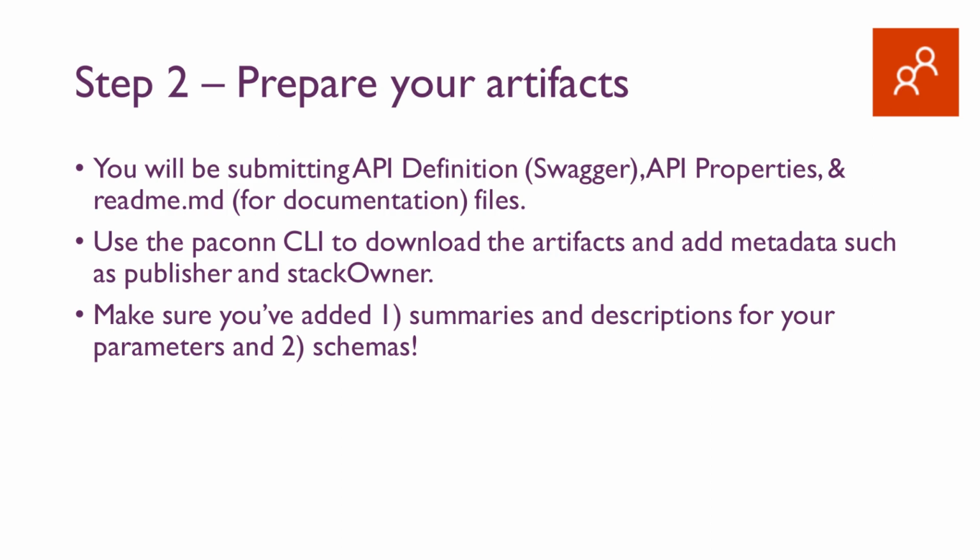You need to prepare your artifacts when you're done creating your connector, because you need to submit it to GitHub. You will submit an API definition, which is an OpenAPI file, or Swagger, how it used to be called. You will also submit an API properties file. You will add a README there, and those files together can be packaged and put on GitHub. You can use the paconn CLI, which is the Power Automate connector CLI, to download all the artifacts and add metadata such as publisher and stack owner, which you need to have in there, otherwise your pull request won't be added. You also need to make sure that you've added summaries and descriptions for all your parameters and all your properties. And you also need to add schemas, because schemas are the most important thing of a connector.